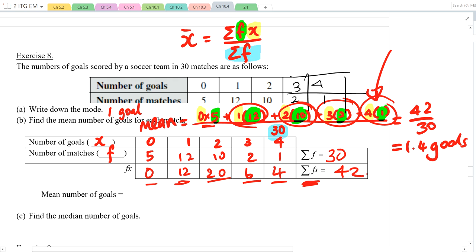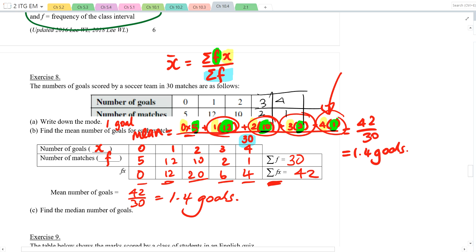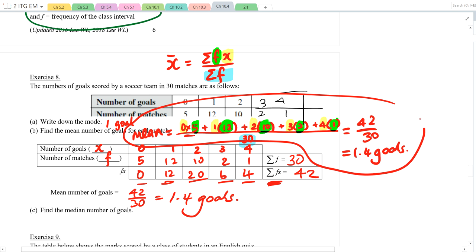Okay? So the mean number of goals our working should be 42 over 30, which is 1.4 goals. The reason why I showed you all this working over here first is so you can understand it. You know this is the way to calculate the average.